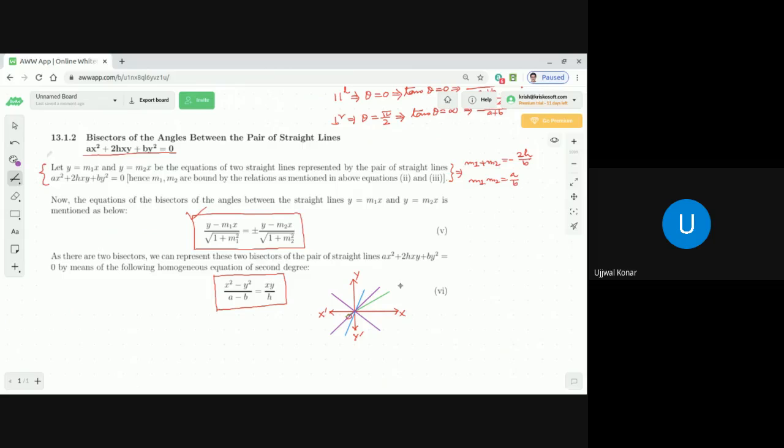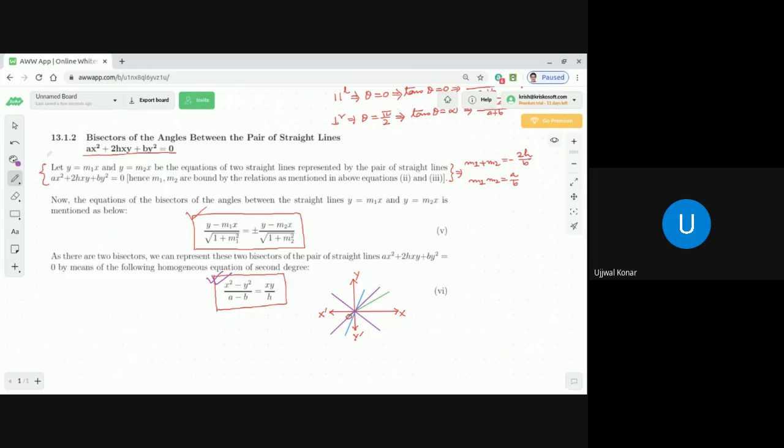So now, what you see in the purple color, these two bisectors also represent a pair of straight lines passing through the origin. So what will be their joint representation? This is the equation. As there are two bisectors, we can represent these two bisectors of the pair of straight lines ax square plus 2hxy plus by square equal to 0 by means of the following homogeneous equation, as you see here. This is the homogeneous equation of second degree in x and y representing the bisectors of the straight lines represented by ax square plus 2hxy plus by square equal to 0.